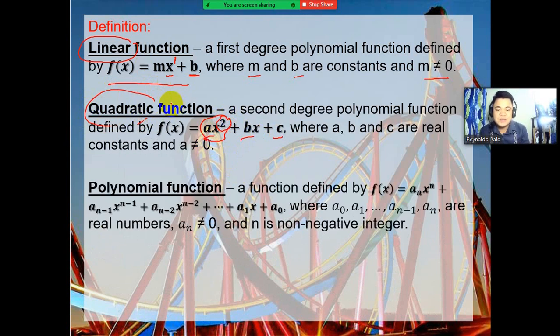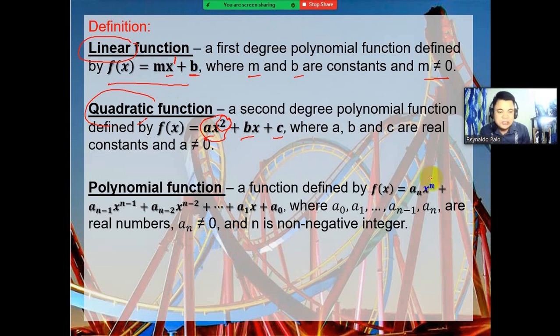Next, we have polynomial function. This is the general term for all the classifications of polynomial functions according to the degree. So polynomial function, a function defined by f of x equals a sub n x raised to the power of n plus a sub n minus 1 x raised to the power of n minus 1 plus a sub n minus 2 x raised to the power of n minus 2, and so on and so forth, plus a sub 1 x plus a sub 0, where a sub 0, a sub 1, and so on, a sub n minus 1, a sub n are real numbers, wherein a sub n is not equal to 0 and n is a non-negative integer. What do we mean by this?